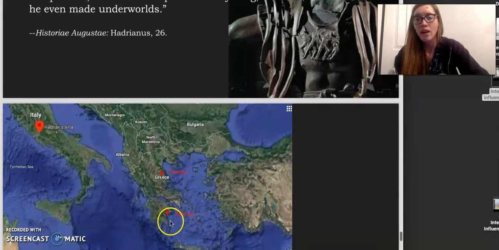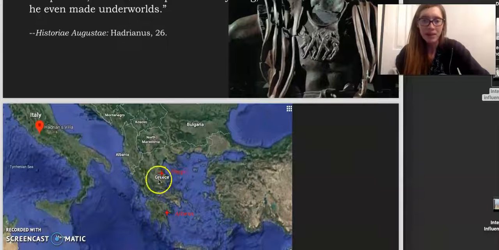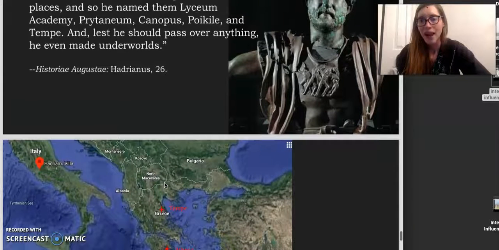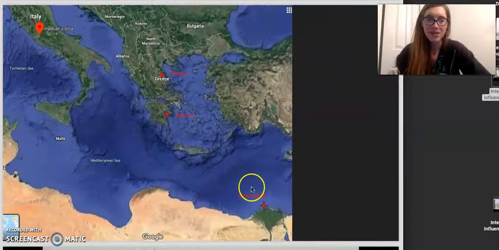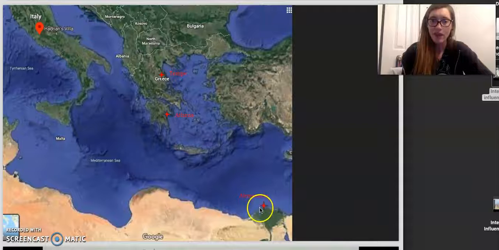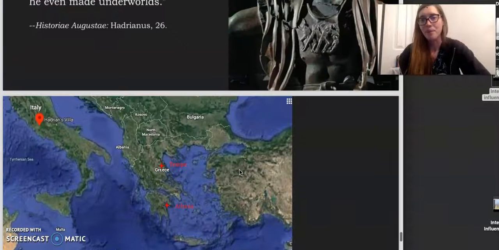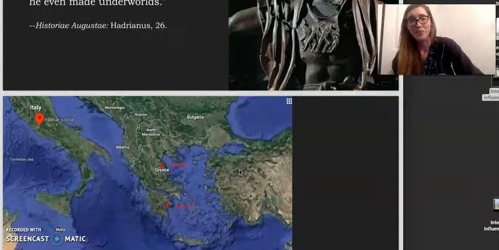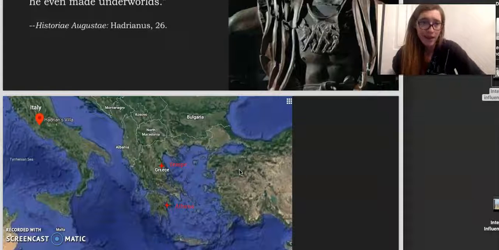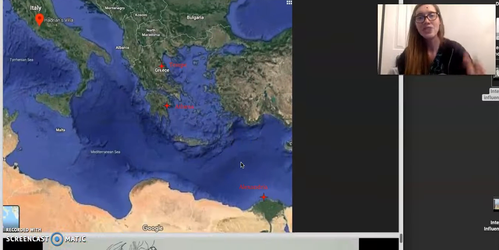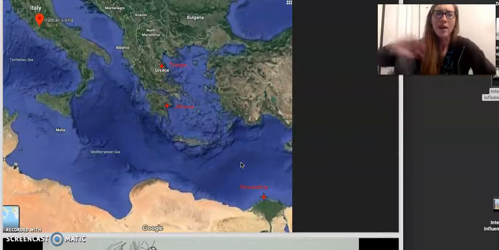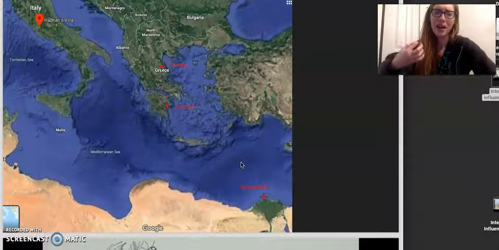Then we have from the Valley of Tempe, which is up here in sort of northeastern Greece. And then we have the Canopus, which is a famous canal down just outside of Alexandria, Egypt. And then the underworld is, of course, a mythological place, the underworld where the shades of the dead live under Hades.